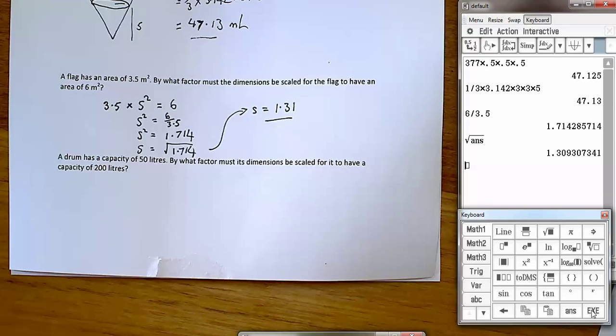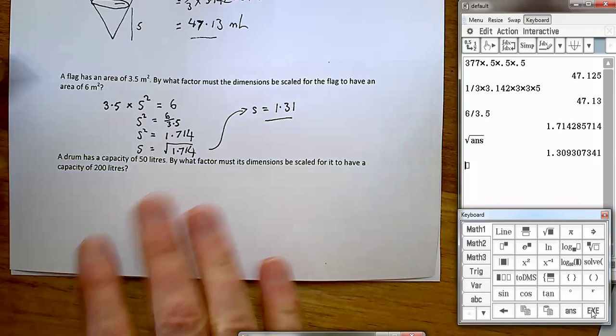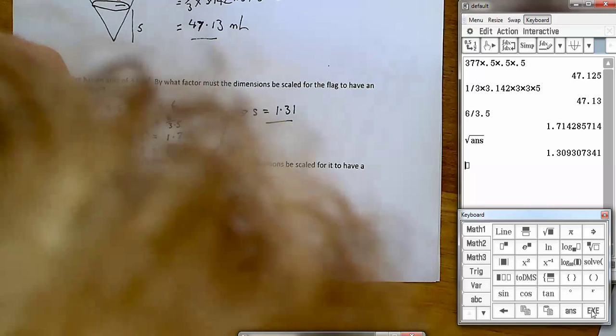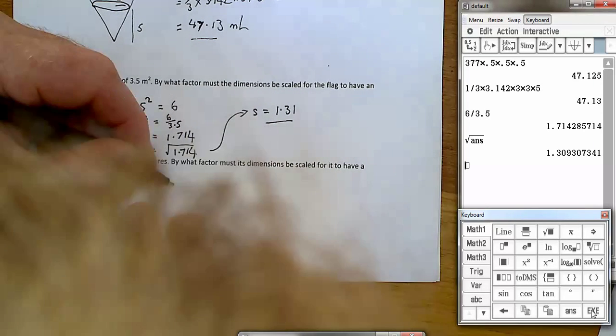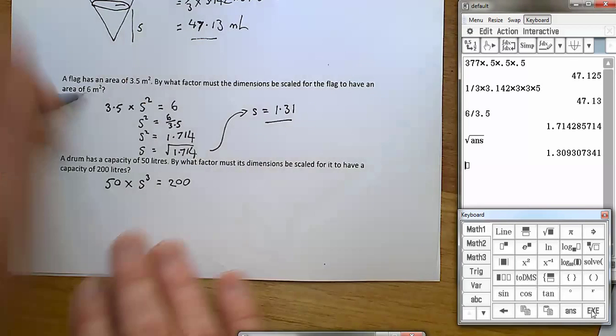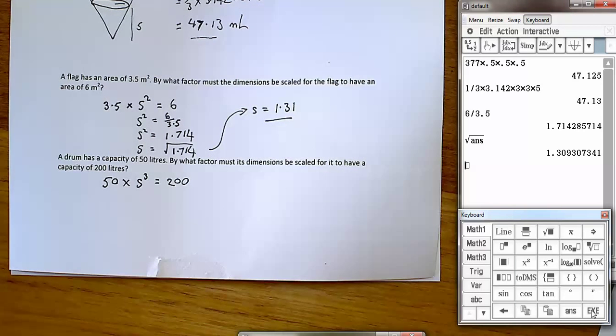Now remember that volume increases with the cube of the scale factor. So it's not just a matter of multiplying 50 by some scale factor to come up with 200. We multiply it by the scale factor cubed. 50 times whatever the scale factor is cubed is going to equal 200. Now if I can solve this equation and find a value of S that makes it work, I'll have the scale factor I need. Now, first of all I need to get rid of the 50.